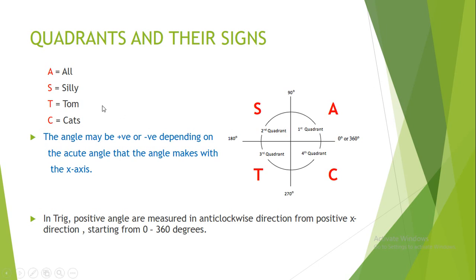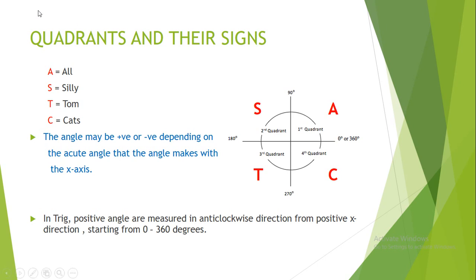So when you are using the CAST, you have to start from the fourth quadrant. So C, A, S, T. But if you want to start from the first quadrant and you still want to remember, then you can use All Silly Tomcats. Okay, you know that in Tom and Jerry, Tom was a cat and Jerry was a mouse. Or is that not it? Good. So you can use that to remember.